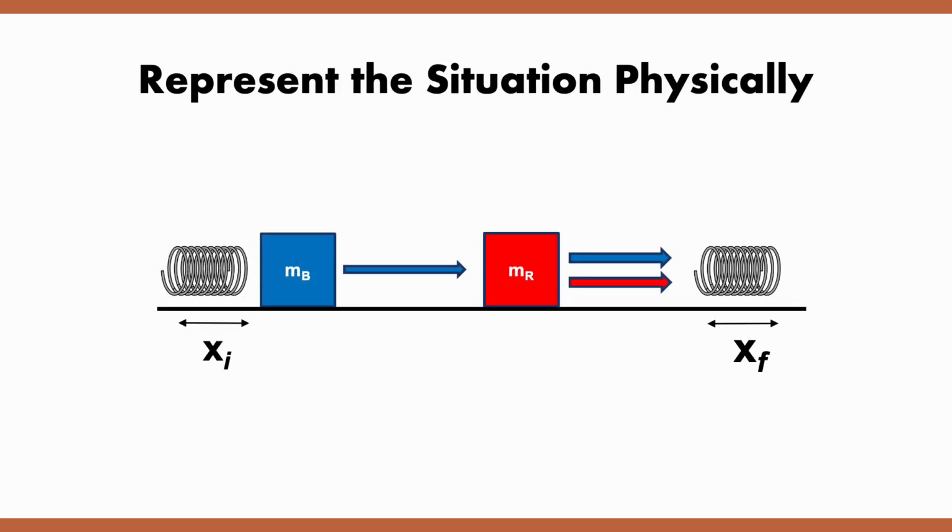So we can represent this physically. Here's a diagram of what we do know. We know the initial position of spring 1 and the final position of spring 2, with the blue box moving towards the red box, and then those two arrows showing that they move together once they collide.